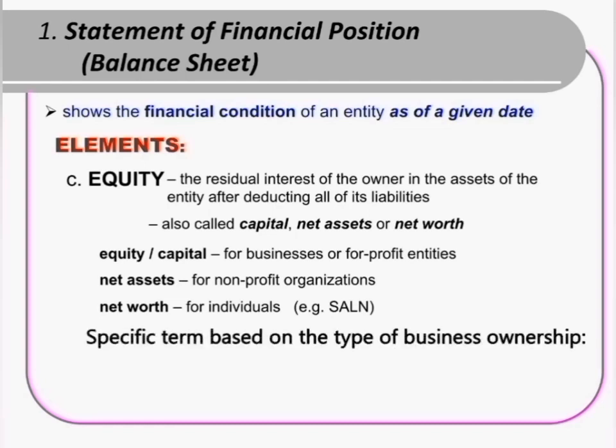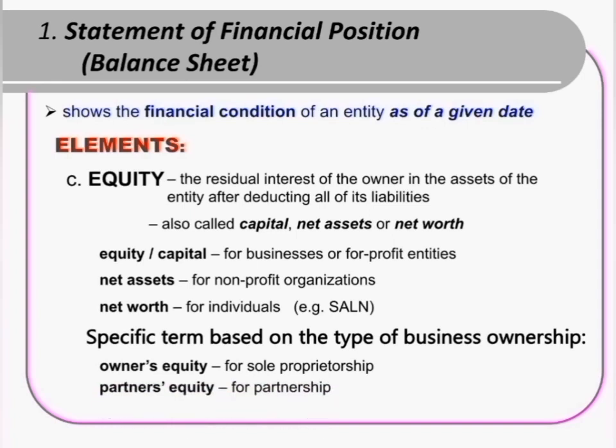Equity is specifically called owner's equity in a sole proprietorship business, partner's equity in a partnership, and shareholders' equity or stockholders' equity in a corporation. Please note the placing of the apostrophe. Here, it's before the S because there is only one owner in a sole proprietorship. While here, here, and here, the apostrophe is after the S because of the plurality of owners in partnership and corporation.